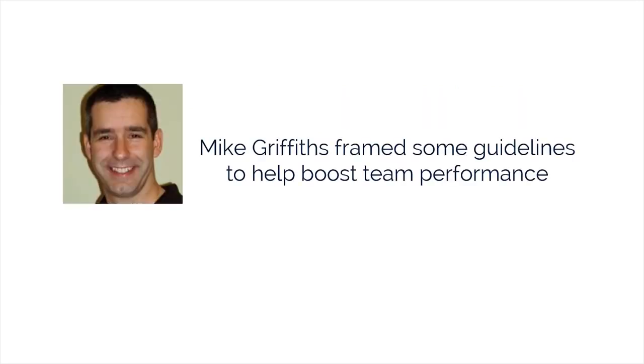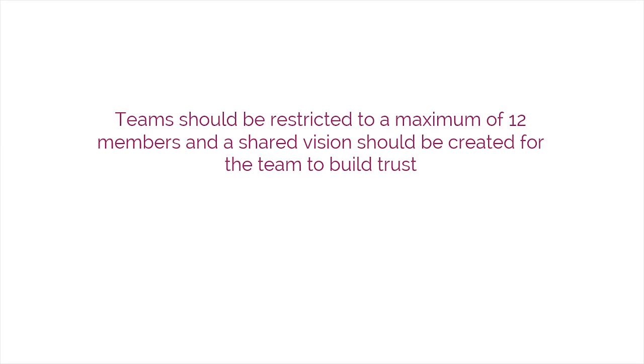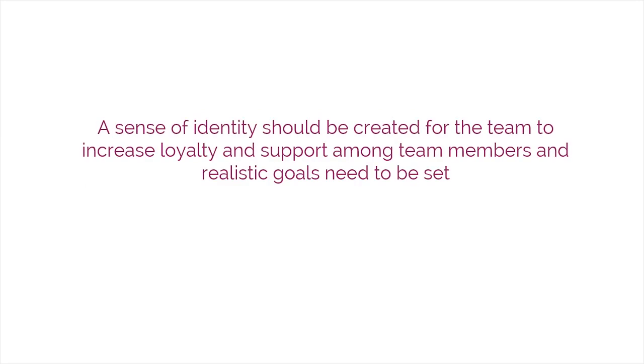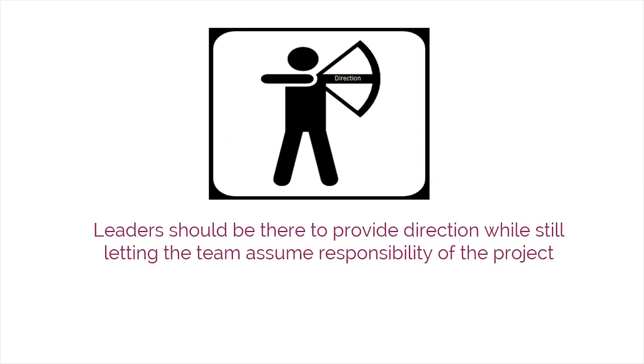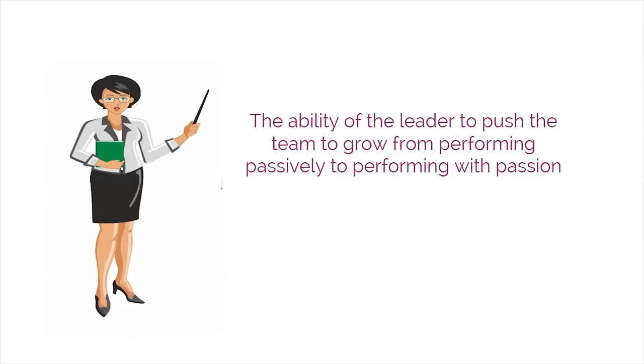Mike Griffiths framed some guidelines to help boost team performance. He recommends that teams should be restricted to a maximum of 12 members, and a shared vision should be created for the team to build trust. A sense of identity should be created for the team to increase loyalty and support among team members, and realistic goals need to be set. He also says that leaders should be there to provide direction while still letting the team assume responsibility of the project.